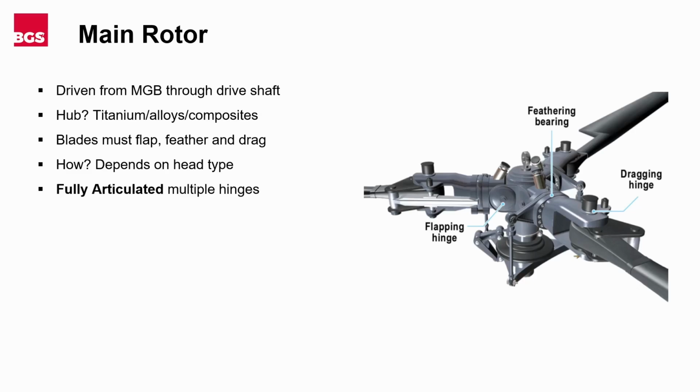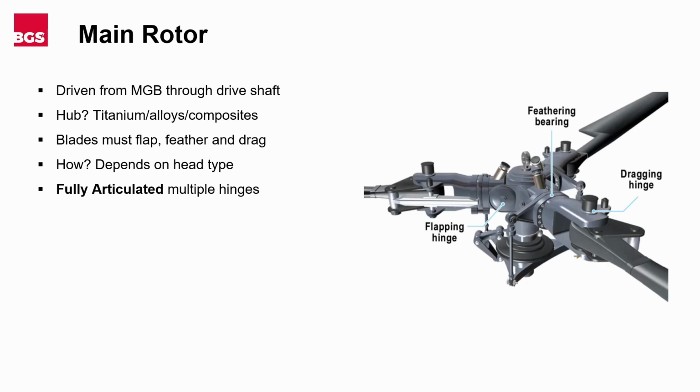So this one is fully articulated. This happens to be a Gazelle head with multiple hinges. You can see they're labelled there. The flapping hinge at the right at the head itself allows the whole blade extension arm and the blade grips to flap up and down. The feathering bearing is a sleeve bearing within the extension arm, and that is little needle roller bearings drip lubricated by oil in those little bottles you can see at the top, and that allows the thing to change in pitch, so we can change the pitch of the blade cyclically and collectively.